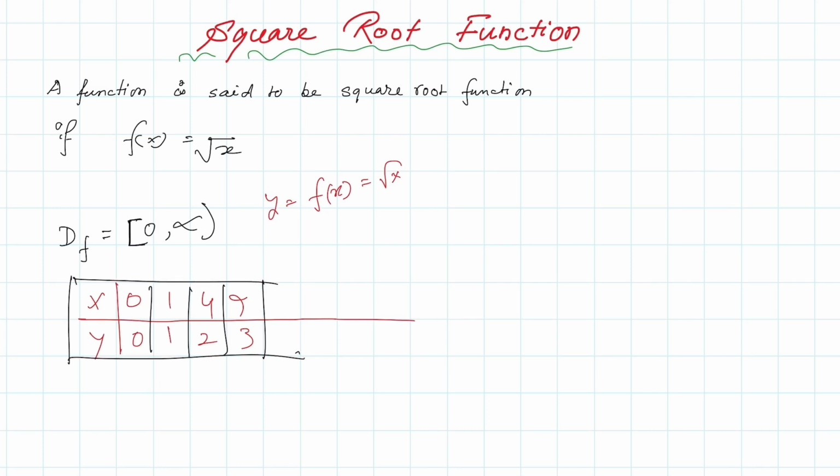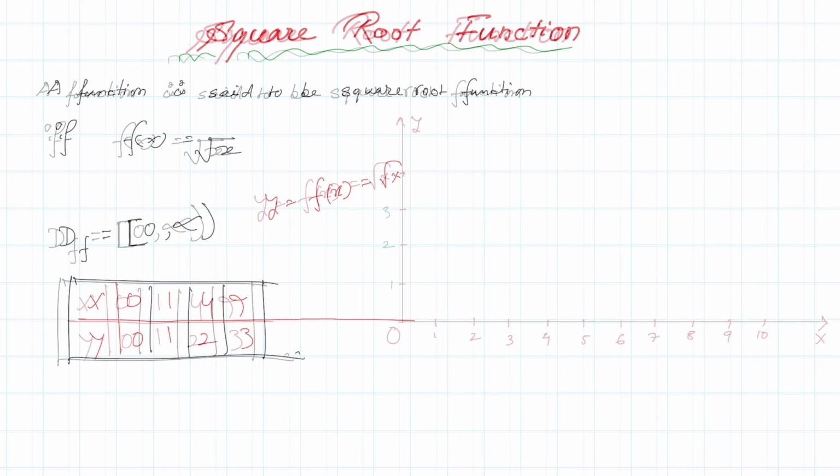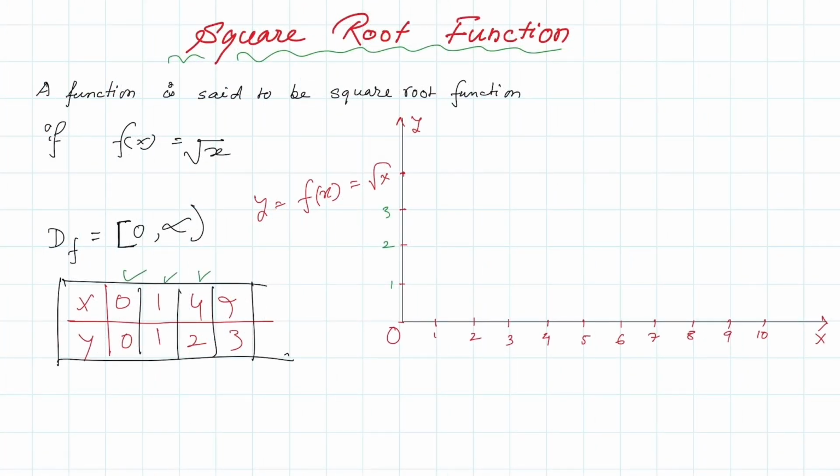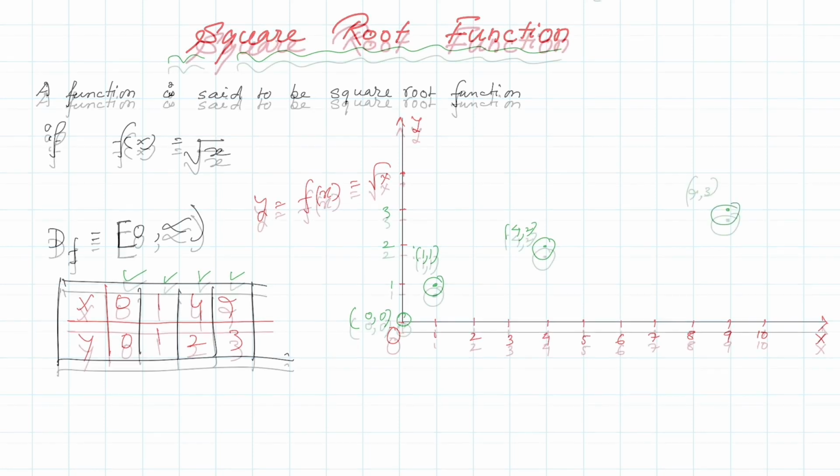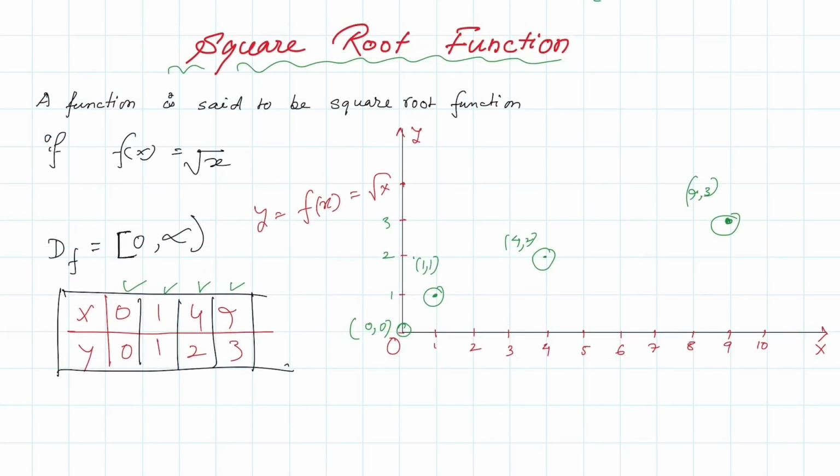Okay, so let me draw a Cartesian plane here. So let us plot those points here on the Cartesian plane. Then 0, 0 is this point. This is the point 0, 0, and next point is 1, 1. Okay, 1, 1, and next one is 4, 2. This is the point 4, 2. Next one is 9, 3. This is the point 9 comma 3 here.